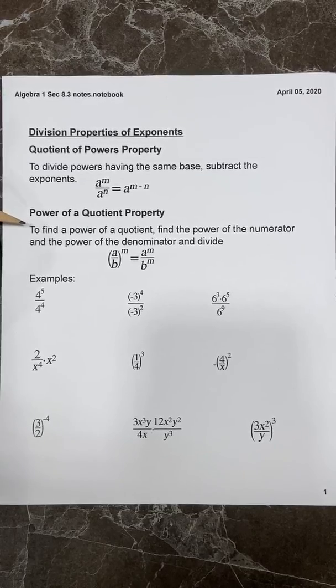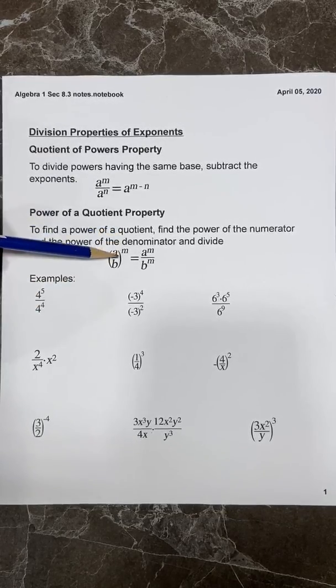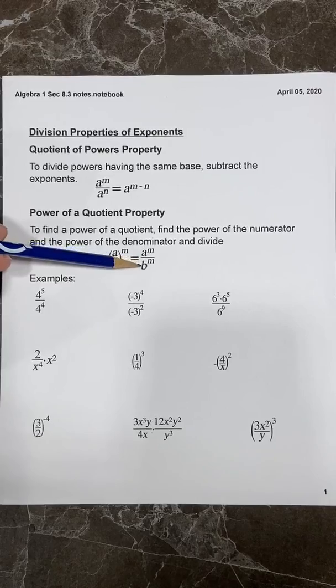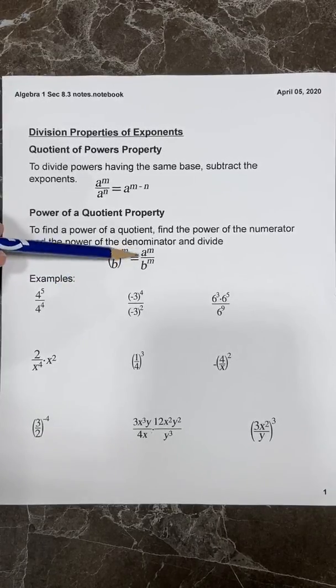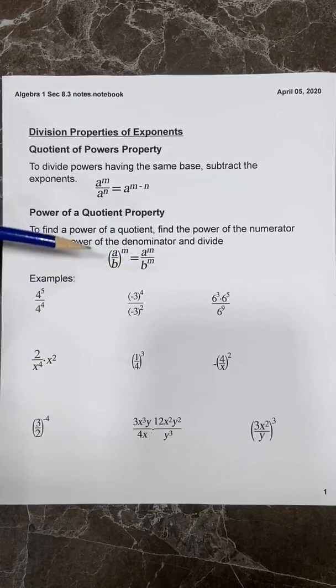The power of a quotient property. To find the power of a quotient, find the power of the numerator and the power of the denominator, and divide. So for the power of a quotient, we have parentheses, and the power is outside the parentheses, so that means it applies to everything inside the parentheses. So that comes out as a to the m over b to the m. If those were actual numbers, then we could apply the exponents to those numbers and then divide out to get our final term. So we have several examples here.